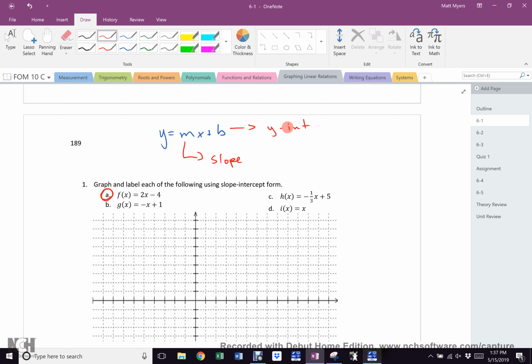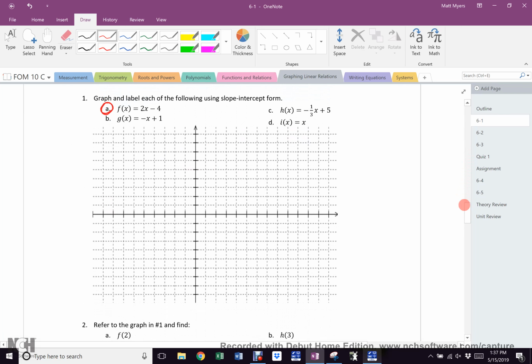So what is the y-intercept for A? Look again. -4. Where is -4 on this grid? 4 down from 0, right? 1, 2, 3, 4. There is my first point. I need how many points before I can make a line? 2. So I need a second point, don't I? How do I find that second point? Nope. Slope is rise over run, isn't it? So 2 is really what number? How should we properly write 2 if we weren't lazy? 2 over 1. Isn't that a rise over a run?